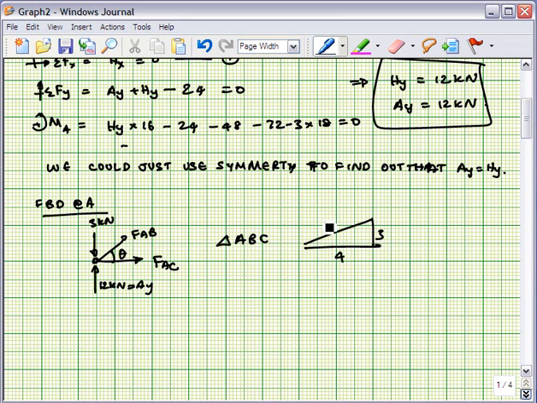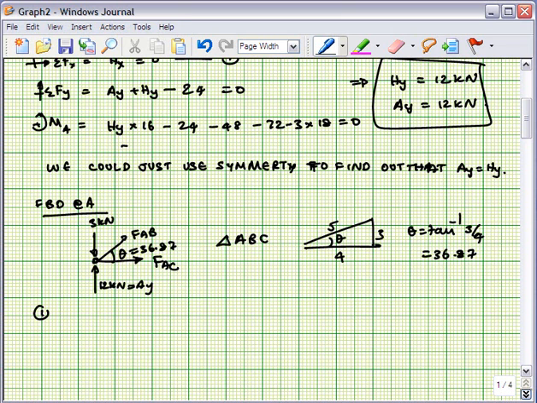This is 4, that's 3, so this will be 5, so this angle theta will be tan inverse 3 over 4, which is 36.87 degrees. So this is 36.87 degrees.